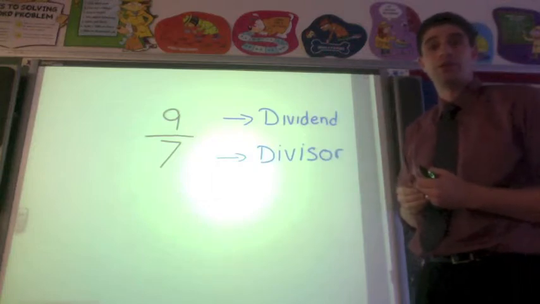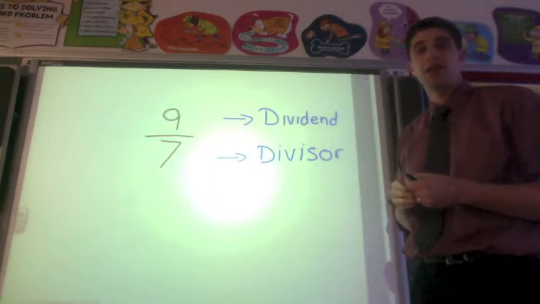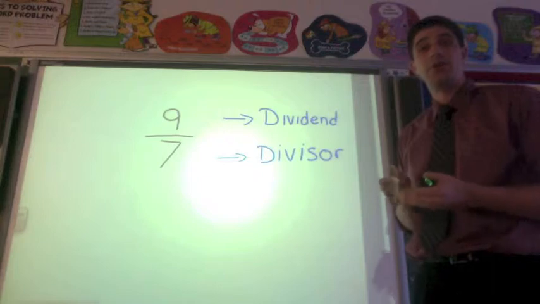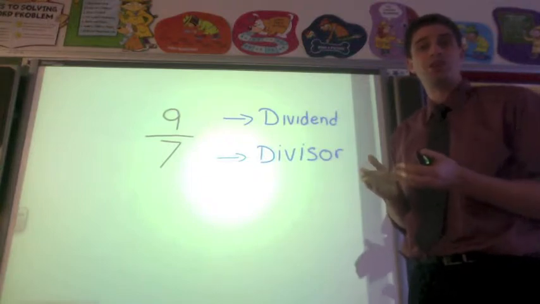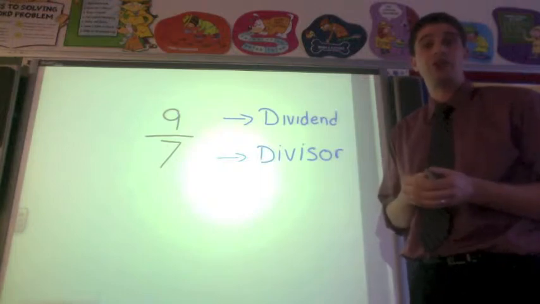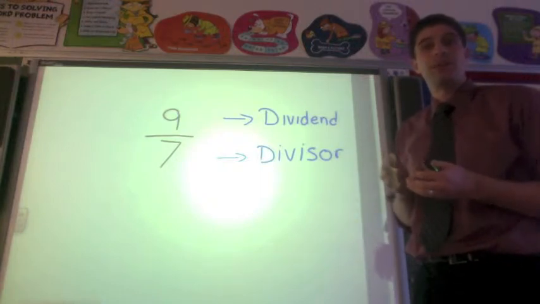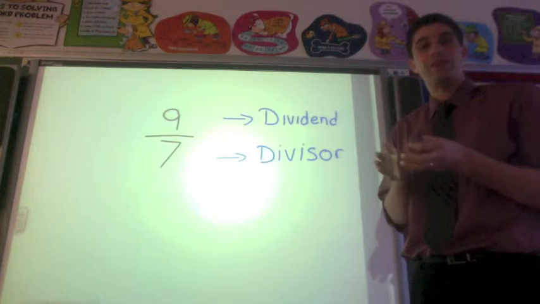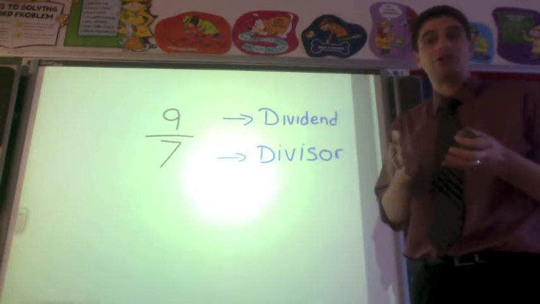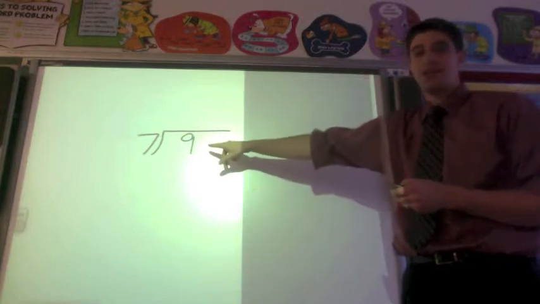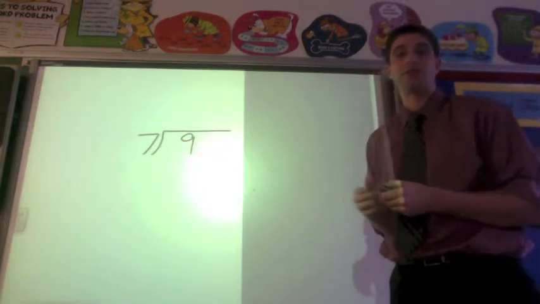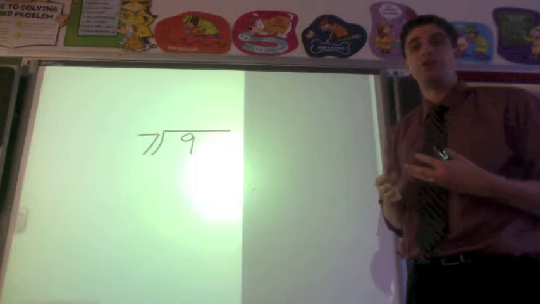Our numerator, 9, becomes our dividend, and our 7 becomes our divisor. If you have a hard time remembering which one's the dividend and which one is the divisor, the dividend is the number that goes inside the house, and the divisor is the number that stays outside of the house. See, right there. Inside the house, outside the house. And now we're going to divide.